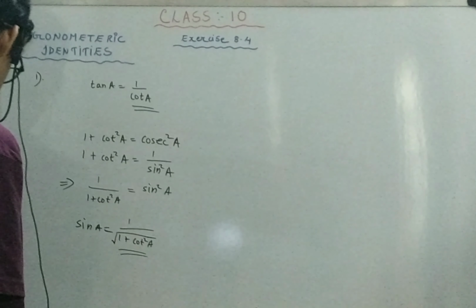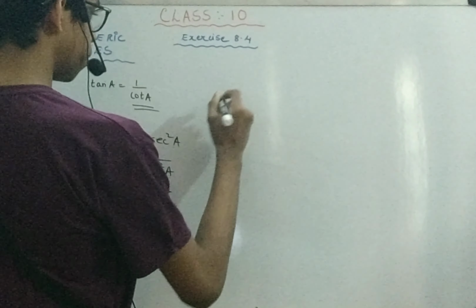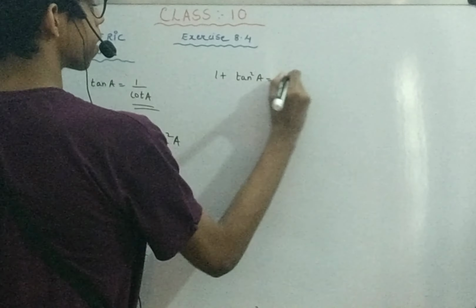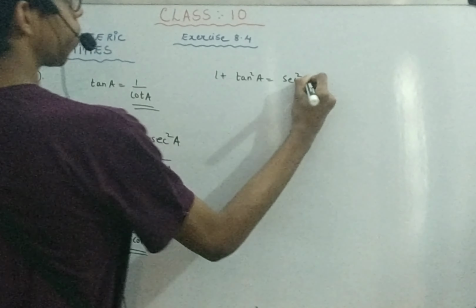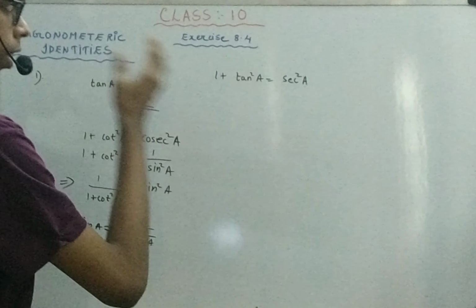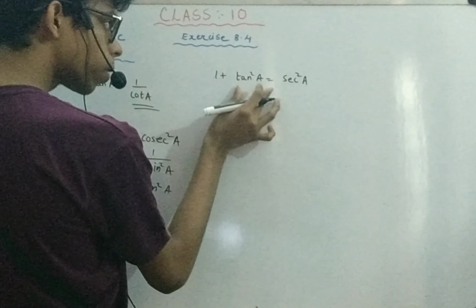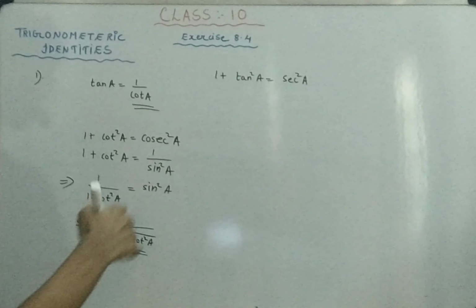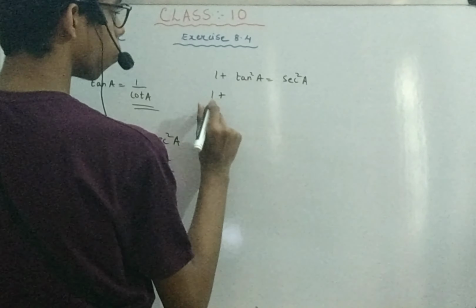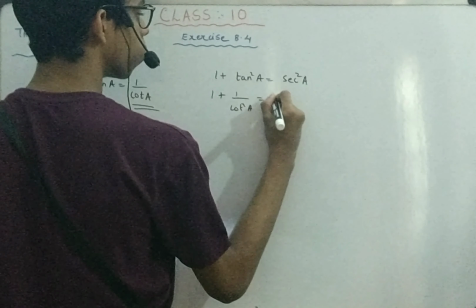Express sec in terms of cot A. To do sec in terms of cot A, let us take the identity 1 plus tan square A is equal to what? Sec square A. We know the identity. Here we can see a sec square A. But to express it in terms of cot, I write tan as 1 by cot. So 1 plus 1 by cot square A is equal to what?